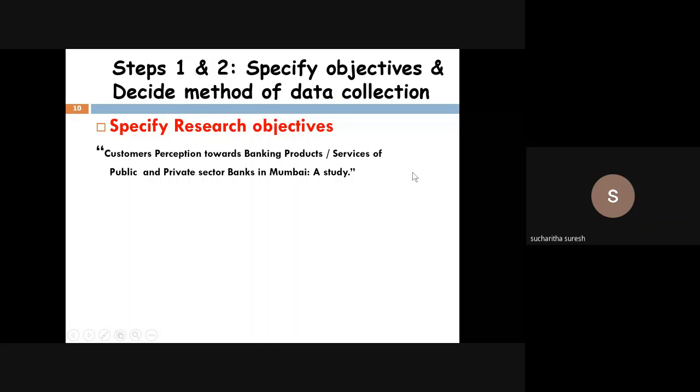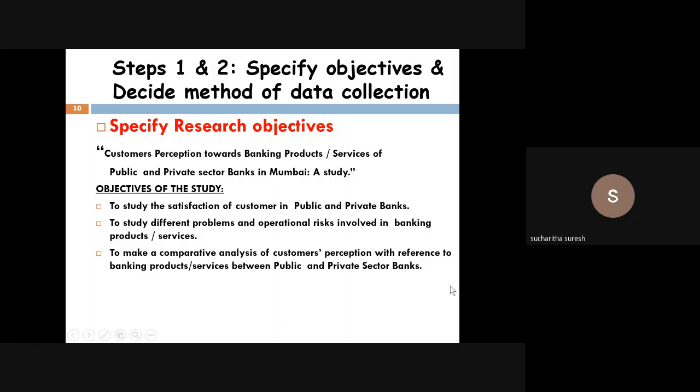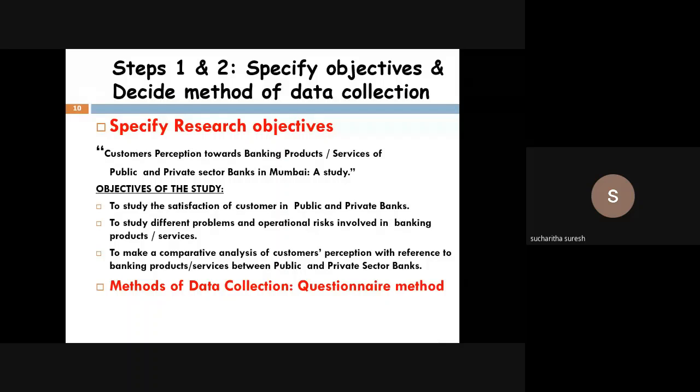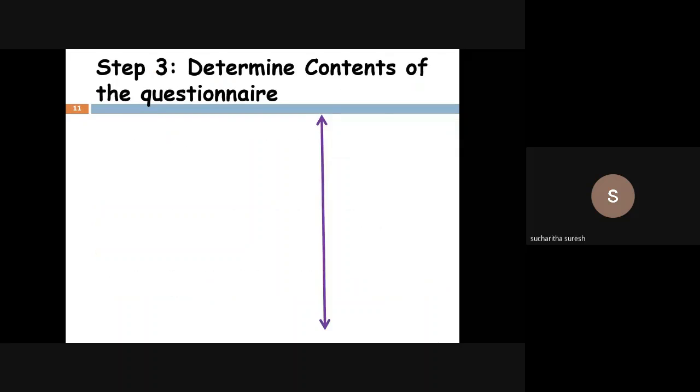Now, let me take one example: customers' perception towards the banking products and services of public and private sector. I have spoken about this and the objectives in the previous session also. Now I will have objectives, and then we have to prepare the questionnaire. The questionnaire method can be adopted because you are collecting the data from bank customers, and they can read the questions and write. So they are literate, so you can give it to them.